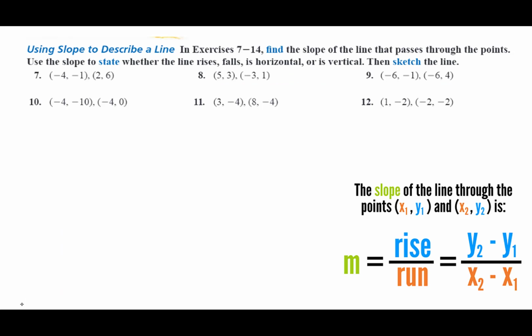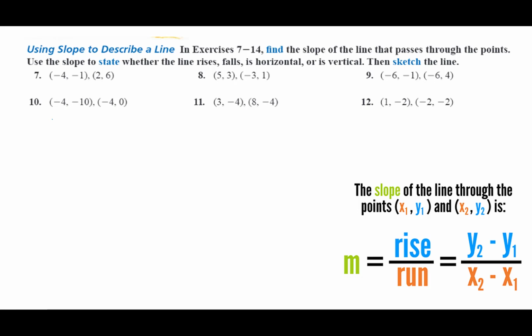Okay, take a look at these examples. The instructions say find the slope of the line that passes through the points, and then use the slope to state whether the line rises, falls, is horizontal, or vertical. In order to find the slope of 2 lines, you need to know the slope formula, which I have on the bottom right corner of the screen. It says the slope of the line through the points x1, y1, and x2, y2 is. Now you're probably familiar from high school with this concept of rise over run. But when you plug it into a formula, it's actually y2 minus y1 over x2 minus x1. And so that's the formula that we'll use when solving these problems.